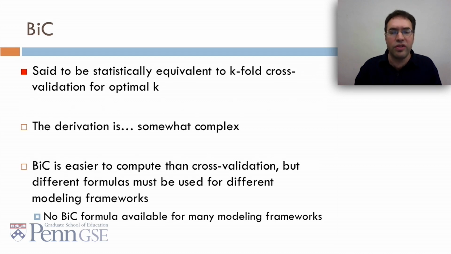BIC is said to be statistically equivalent to k-fold cross-validation for optimal k. How you ever get optimal k in the real world, I'm not sure of, but the derivation is somewhat complex. BIC is easier to compute than cross-validation for some model frameworks, but different formulas have to be used for different modeling frameworks. And there's no BIC formula available for many modeling frameworks. So if you want to do BIC on some of those things, like an artificial neural network, sorry, you're going to have to do cross-validation.